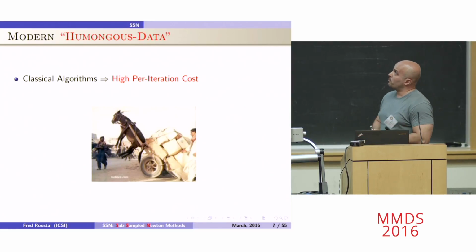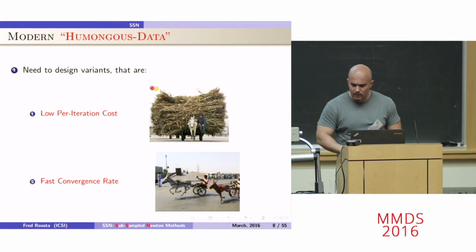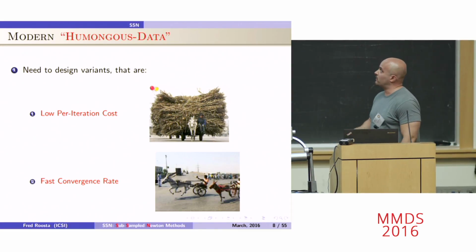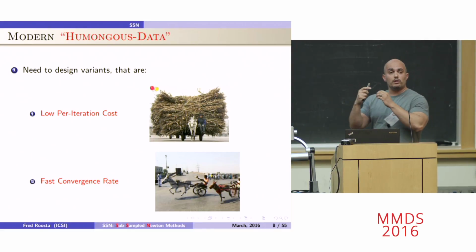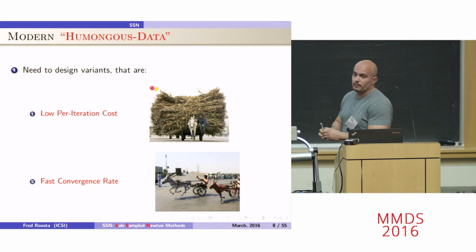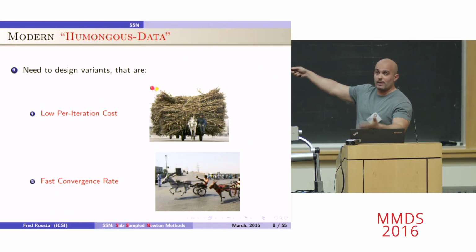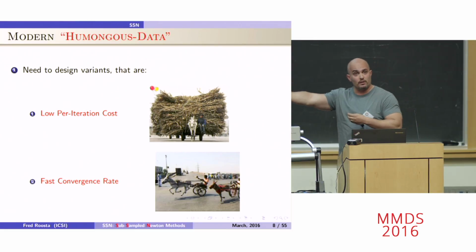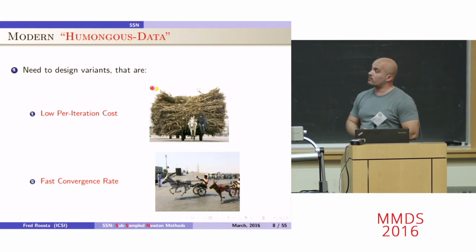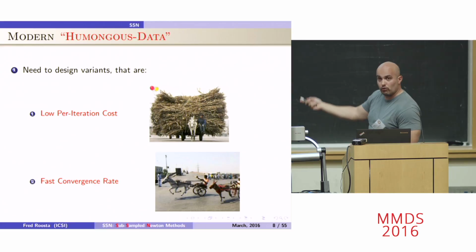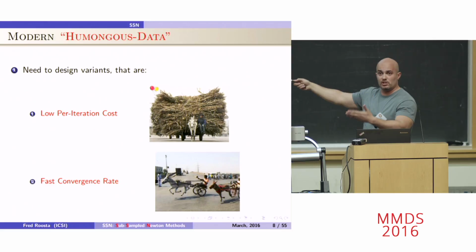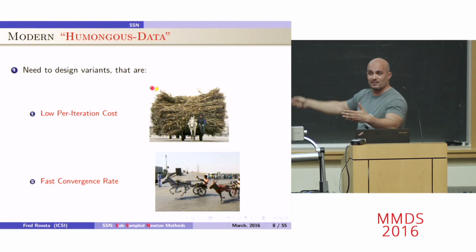That's why a lot of smart people have looked at designing variants of the classical iterative optimization methods that not only have a low per iteration cost, but are also fast at achieving the goal. Because one algorithm I could give you which has a very, very low per iteration cost is just doing nothing. But it's not going to get you far. So the goal is to come up with a method that not only has a cheap per iteration cost, but also is very fast at achieving the goal.